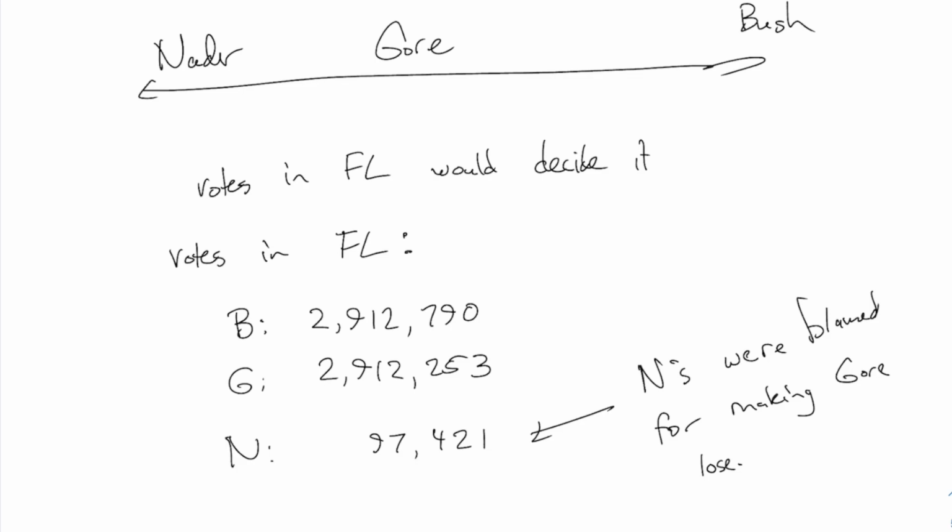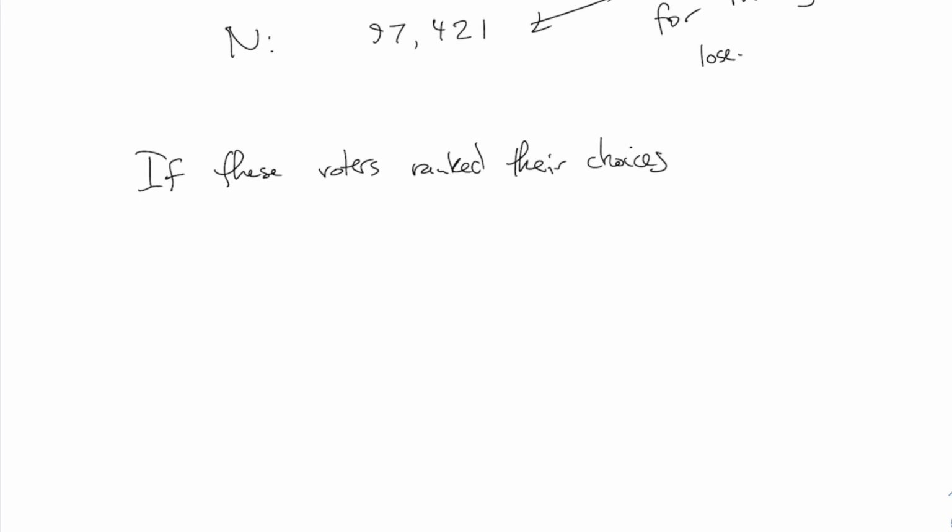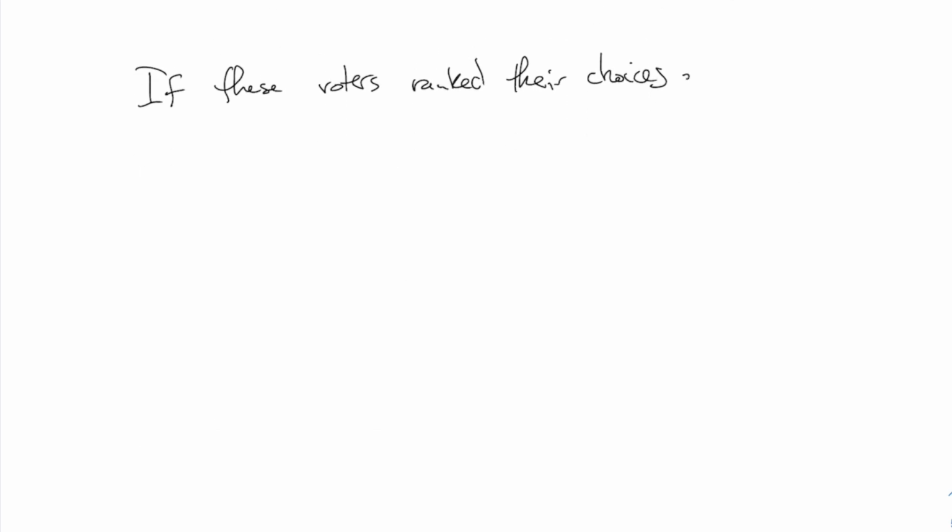I would like to try to think of this particular election in terms of people's preferences. Now, we can't really say with total certainty how these people would have preferred if they were allowed to rank, but if these voters ranked their choices, what might they have said? Again, this is speculation to some extent, but everything I'm about to say was something that people were talking about back then. This is not controversial.